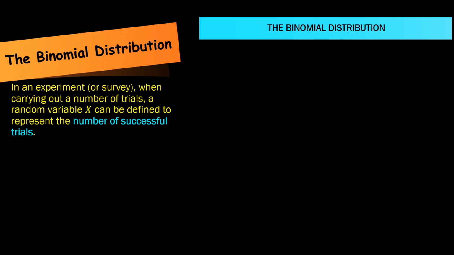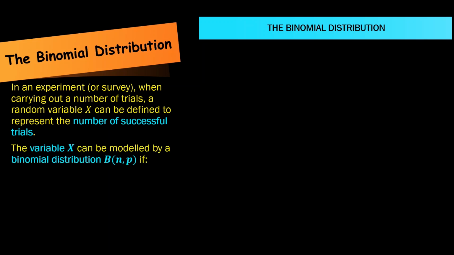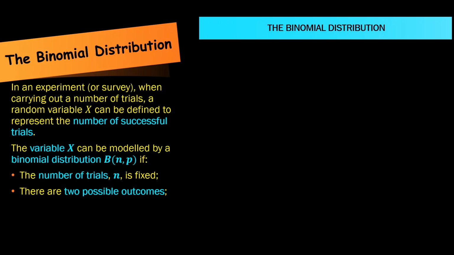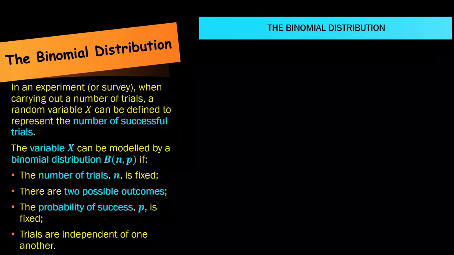In an experiment or survey, when carrying out a number of trials, a random variable x can be defined to represent the number of successful trials. The variable x can be modelled by a binomial distribution B(n, p) if the number of trials n is fixed, there are two possible outcomes only, the probability of success p is fixed, and trials are independent of one another.